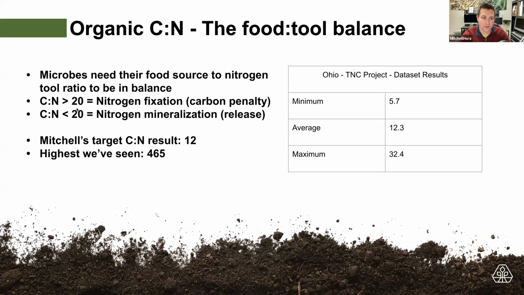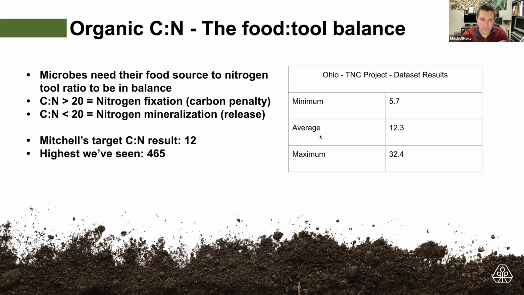If our carbon to nitrogen ratio is over 20-to-1, we have the carbon penalty and nitrogen fixation, where in order to eat all that carbon, the microbes have to take additional nitrogen away from our crop to break down all that carbon, because they have to have a balanced food source. If we're not feeding them a balanced food source, they're going to utilize the fertilizer that was applied, or they're going to take nitrogen out of the soil. The microbes eat first. If the C/N ratio is below 20-to-1, we can have nitrogen mineralization, where those microbes are now releasing nitrogen back to our crop and cycling those nutrients back for us.